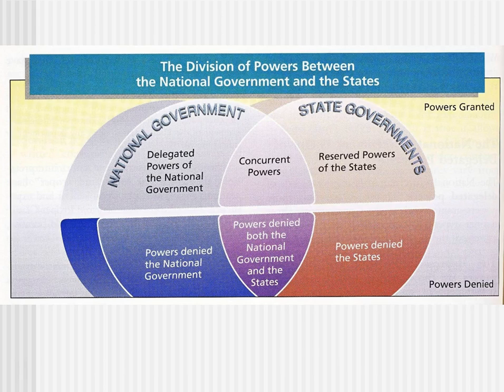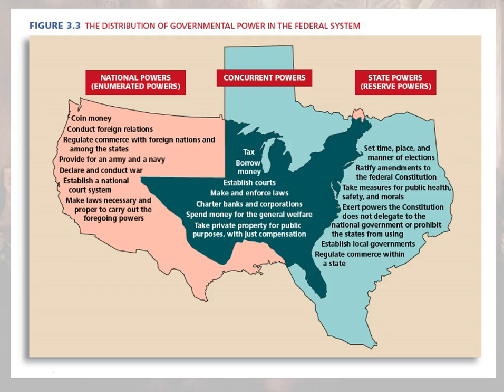So if we want to look at a division of powers chart, there are delegated powers to the national government, reserved powers to the state government, and concurrent powers, things that they both can do. And then there are powers that are denied to the national government, powers that are denied to the states, and powers that are denied to both. So again, if we want to look at more examples of national powers, things that are enumerated, given to the national government, or reserved powers, things that are given to the state governments, or concurrent powers, I'll encourage you to pause this, read it on your own, and know it for the test. And for the future, because it's important to know your rights.